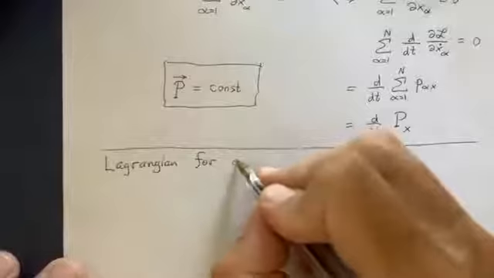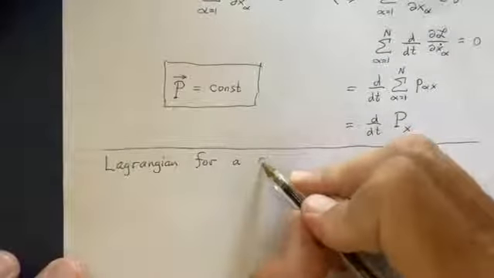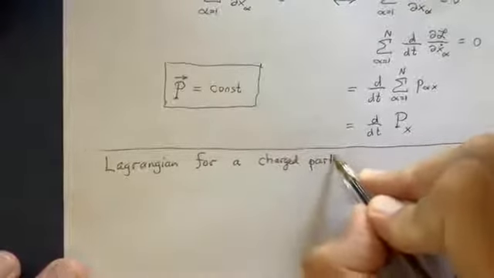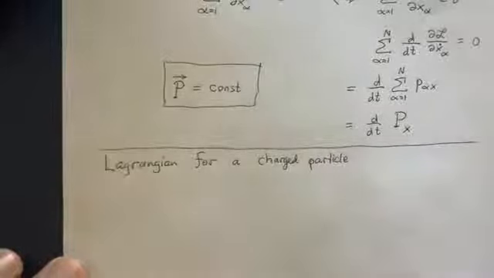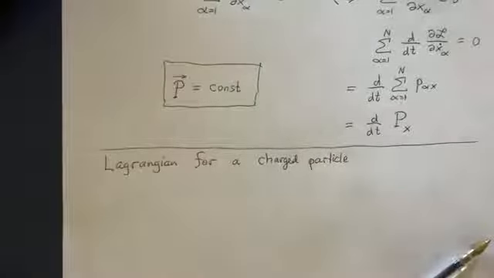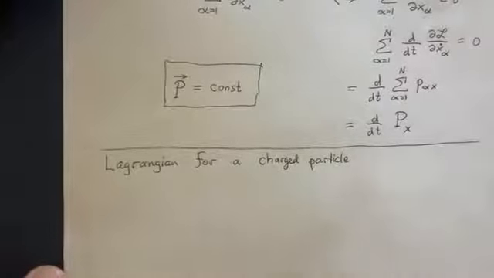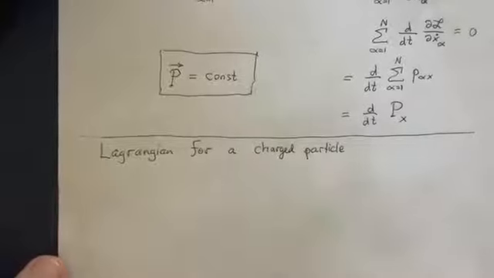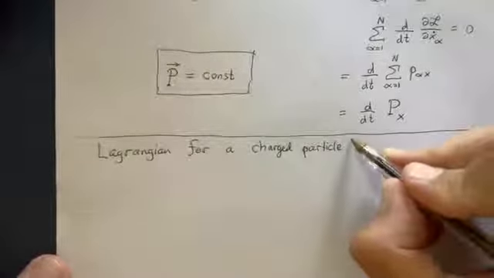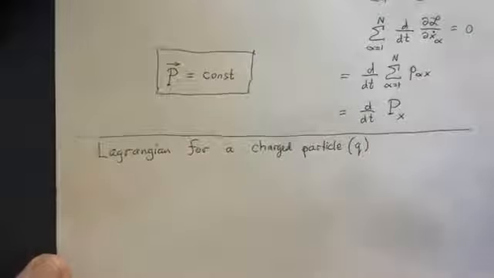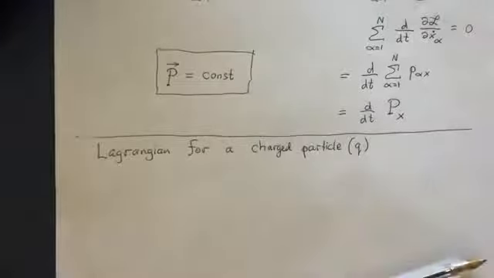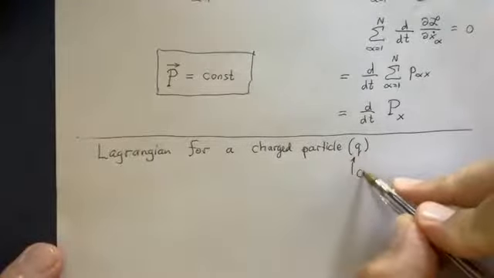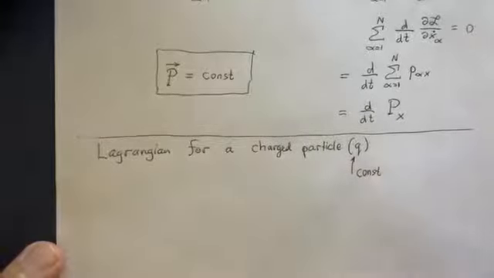So if you have a charged particle, okay, and we're actually going to allow for an electric and a magnetic field. One little hazard here with the notation, we love to use lowercase q for the charge of a particle. Okay. So this is the charge of a particle. This will be a constant, right? It's the charge, right? Because there's a danger of confusion.